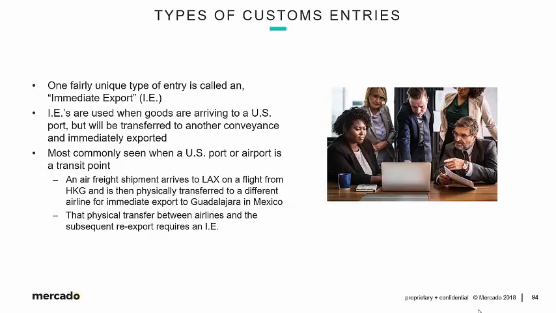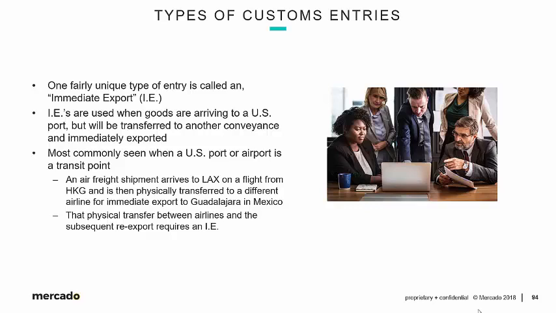Second to the last slide in this section on types of customs entries. Now we're going to talk about something completely different from what we've seen thus far and talk about what's referred to as an immediate export. First bullet, one fairly unique type of entry is called an IE, an immediate export. Second bullet, IEs are used when goods are arriving to a U.S. port or airport, but will be transferred to another conveyance and immediately exported.